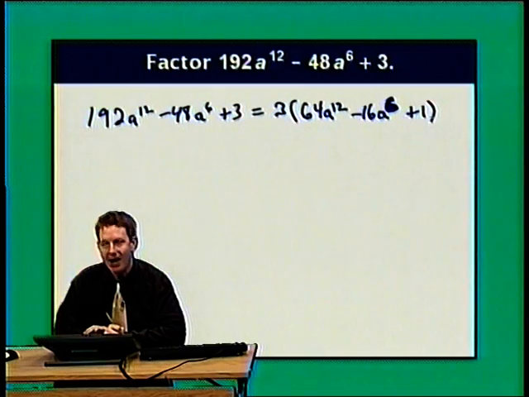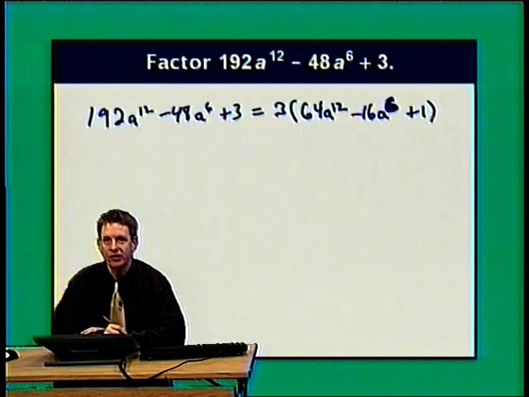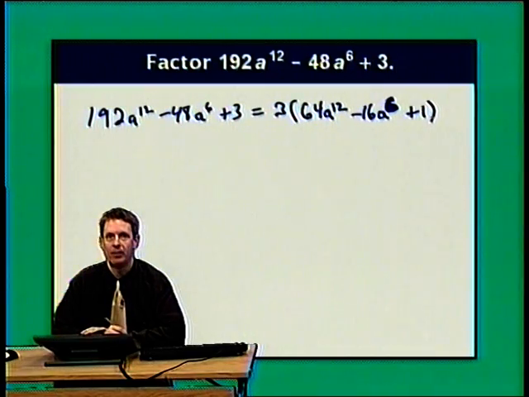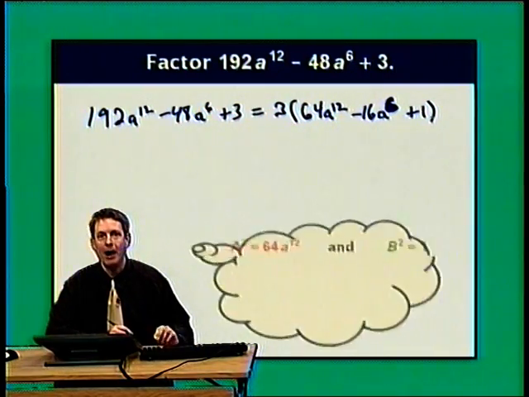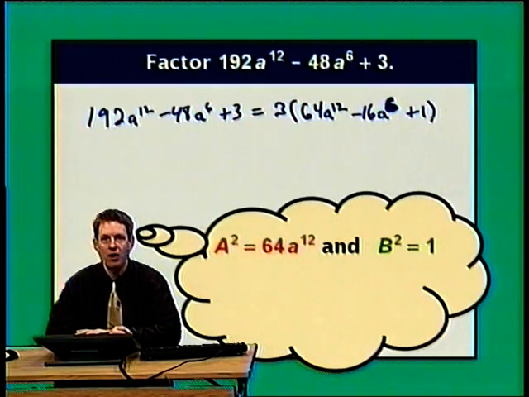Hey, check it out. 64 is a perfect square. 12, the exponent on a, is even. That's my first term. My last term is 1. 1's also a perfect square. So I might have a perfect square trinomial.